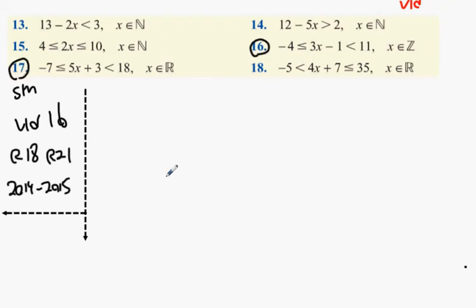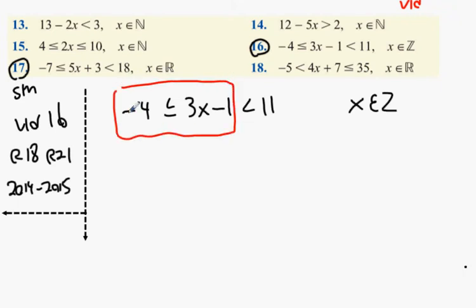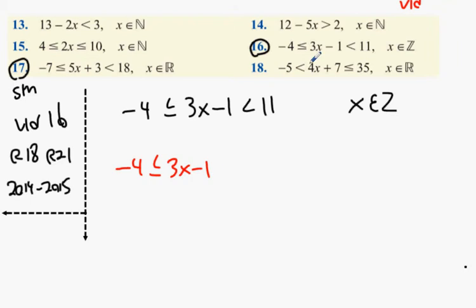Okay. Now, the difference between these ones and the previous ones is that what you do is you split the middle. So it's actually two questions rolled into one. So if I was to surround this part by a red box, that's one question, minus 4 less than or equal to 3x minus 1. And then if I surround this part by a blue box, that's the other question, 3x minus 1 less than 11. So you can see questions 16, 17 and 18, they're basically just two questions in one, but it's the same stuff.